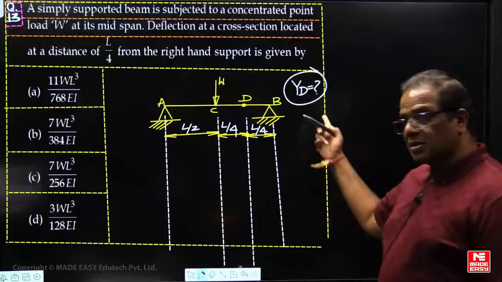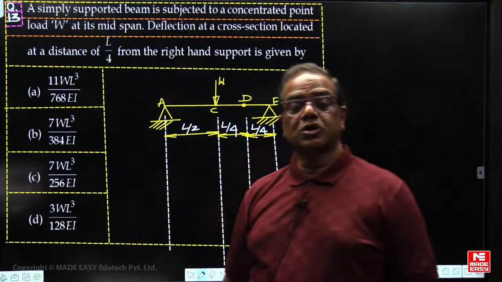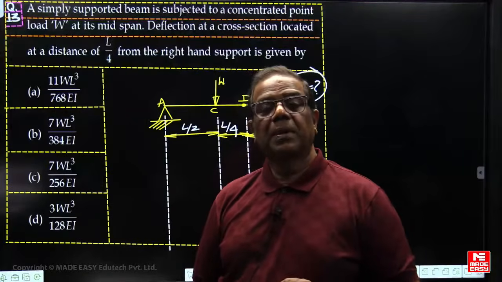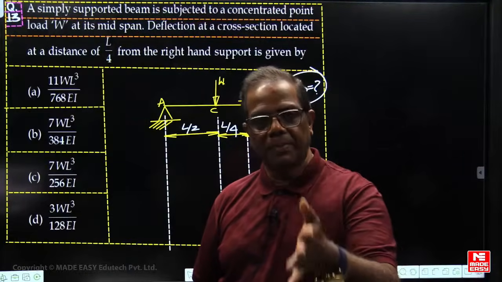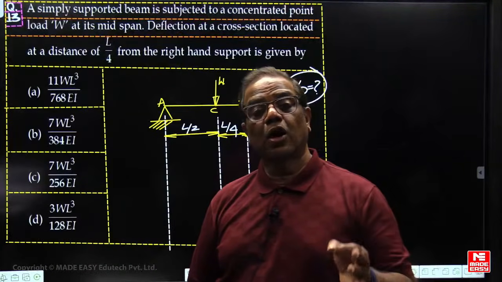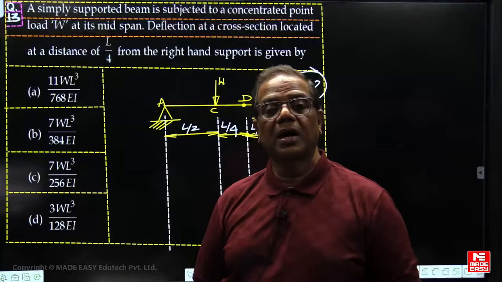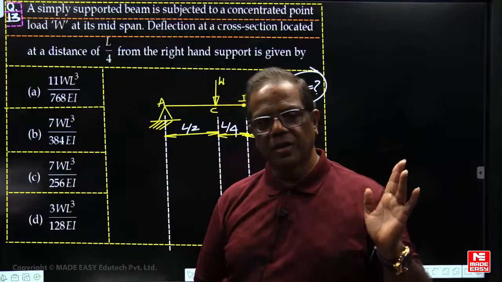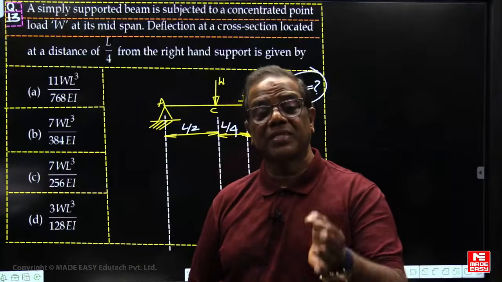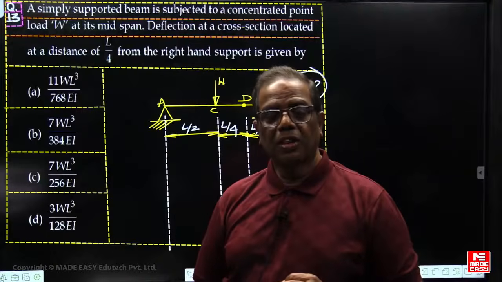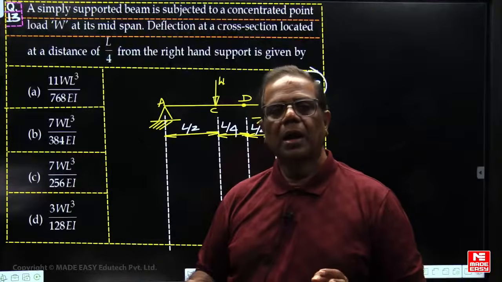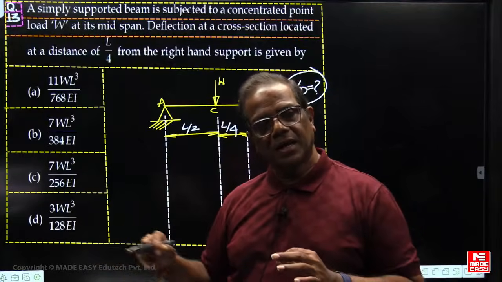So for this question, most of the students go for Macaulay's method. But here, the moment area method is the best. Those who are not thorough with the moment area method can also use Macaulay's method. But getting the answer is not the criterion; getting the correct answer within less time is the criterion. So those who use Macaulay's method can do it, and those who use the moment area method can do it.